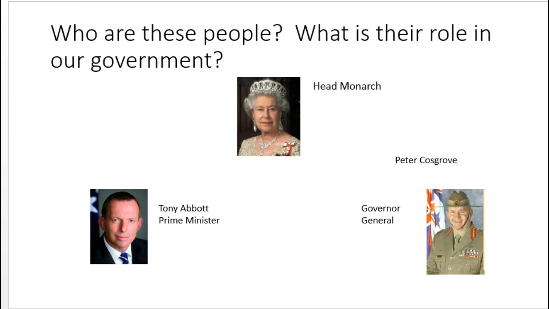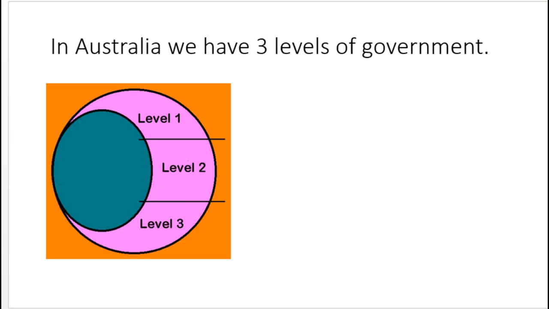All right. So in Australia, as we were just saying, we have 3 levels of government. Our top level is our federal, and that's what we were talking about for our whole country, and that is Tony Abbott. He is the leader of the federal government. Level 2, the next one down, is our state government.